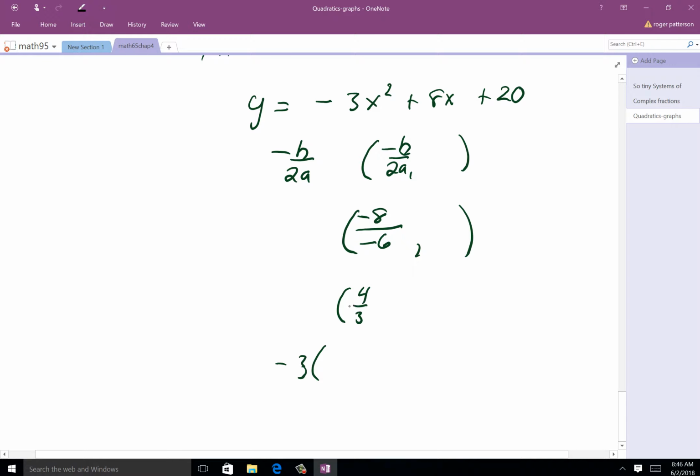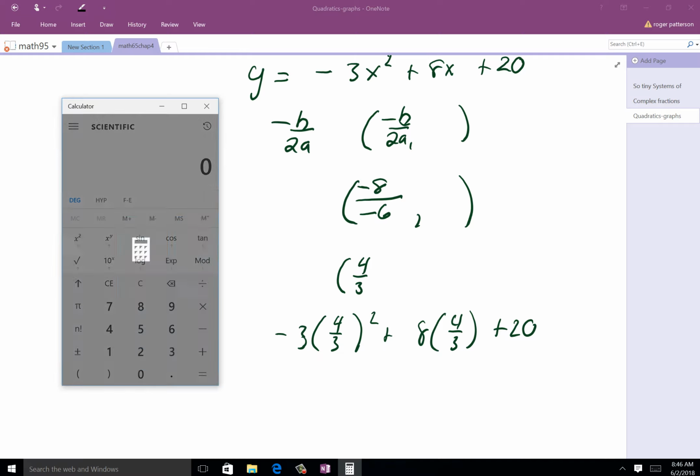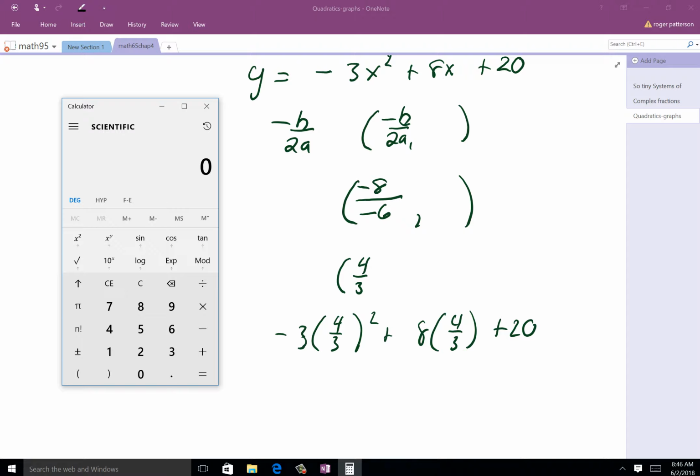Here we go. So we're going to go 4/3 squared plus 8 times 4/3 plus 20. That's definitely calculator time right there, right? I don't know if this is going to... I already see it's not going to work. Let's see.